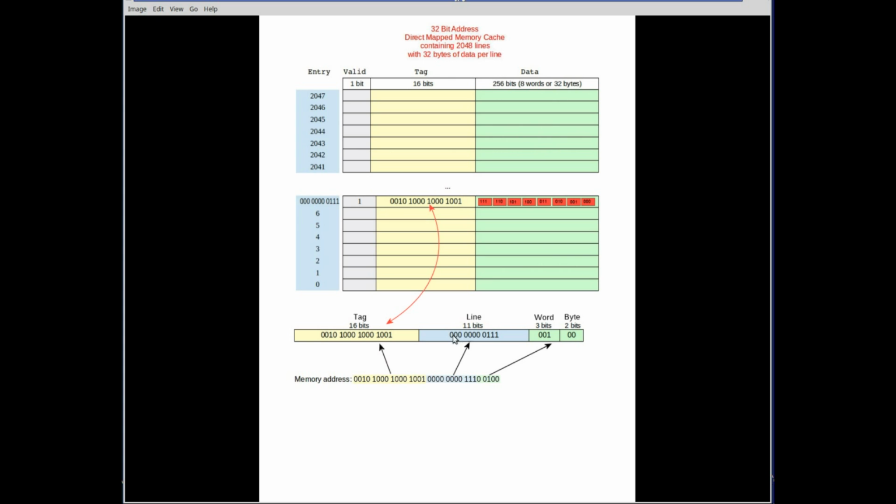The line might be the same on two tags. So I could have a tag here, this one, and another tag, let's say, that began with a one. And they could both have the same line. They would both take us to the same position, but the match wouldn't occur. If this were the tag portion of the address in the line, and this was the tag of the actual word we're looking for, and it had a one here, they wouldn't match. So it means we didn't find it in the cache. If we don't find it in the cache, then the system will go out to main memory and bring it in.